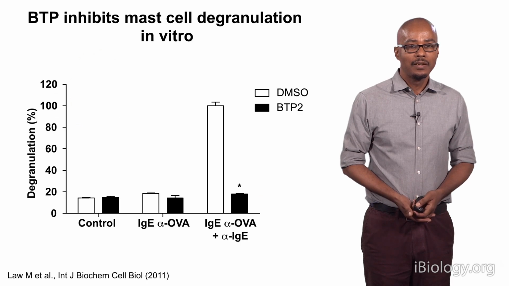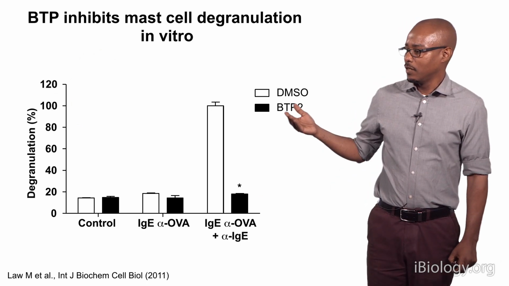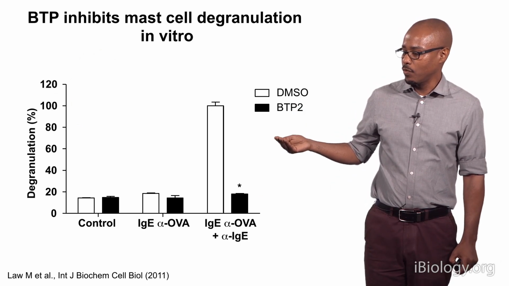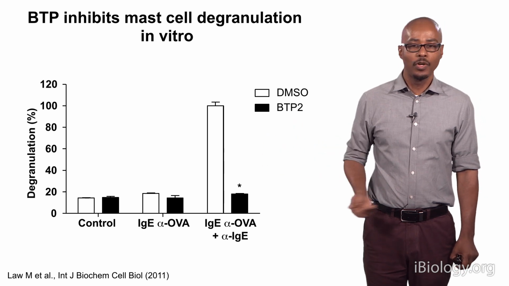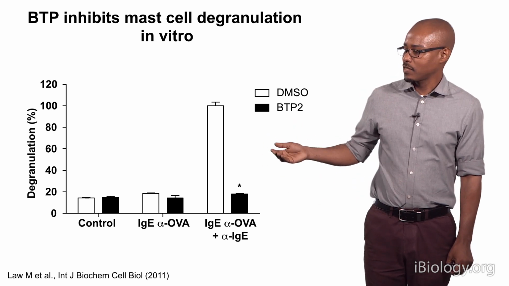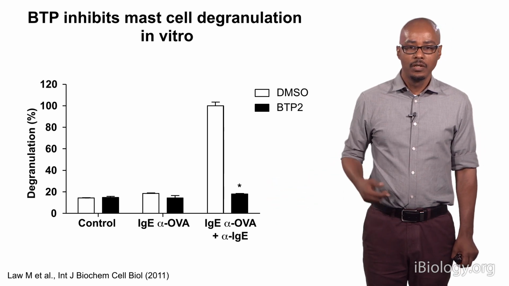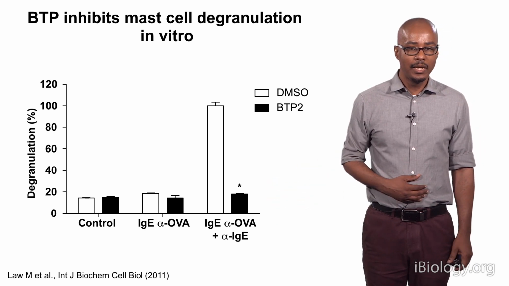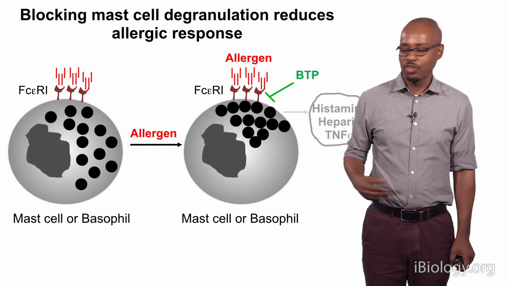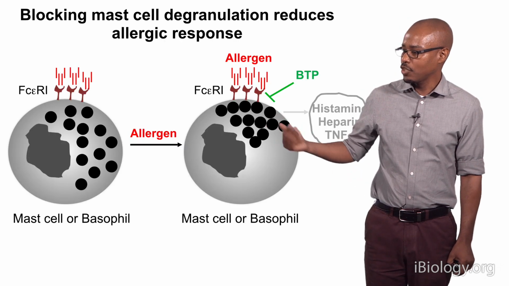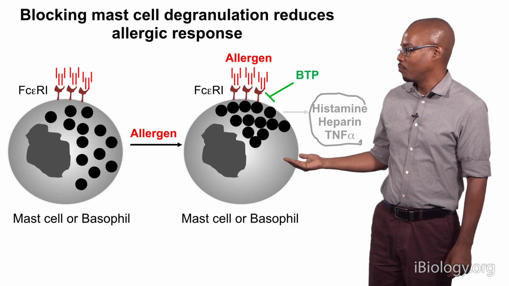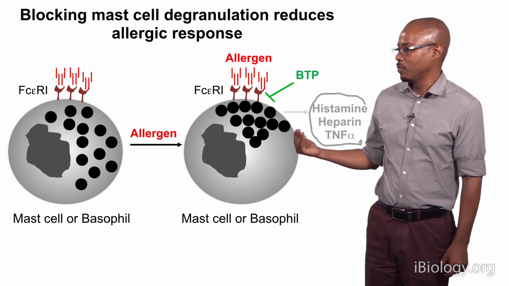And so we did that, and what we found was that in mast cells that were just treated with vehicle, we got nice degranulation, whereas mast cells that were treated with BTP and triggered with IgE no longer got degranulation, indicating that BTP actually inhibits the degranulation of mast cells, blocking them from releasing their contents, including histamine, heparin, and TNF.